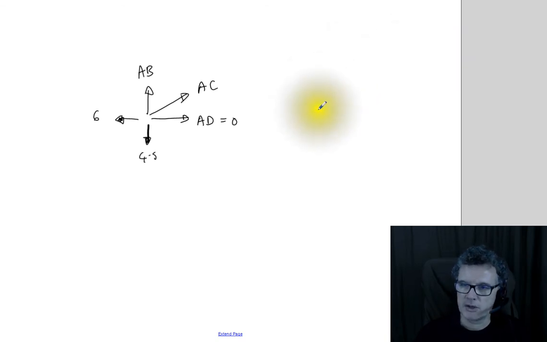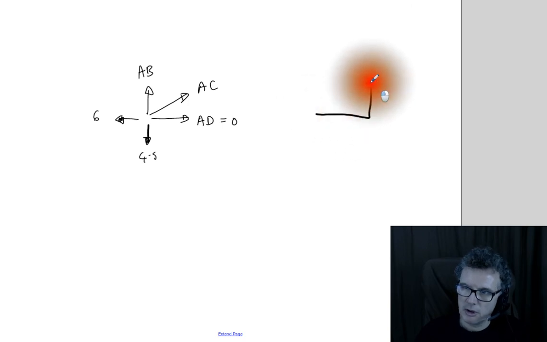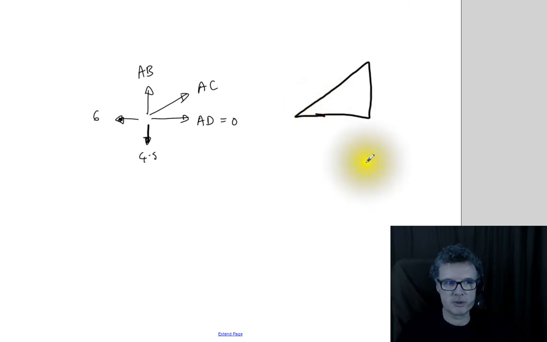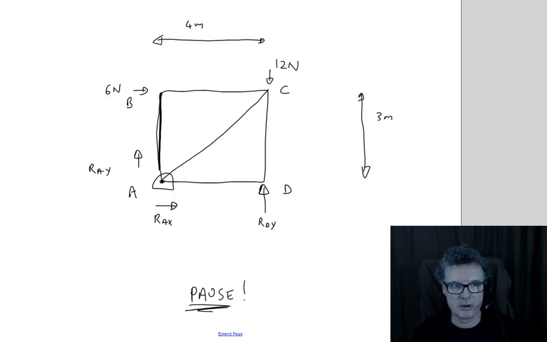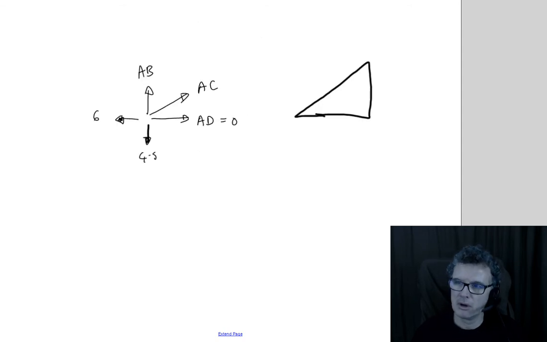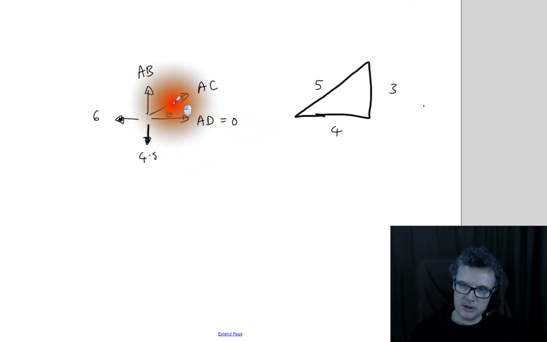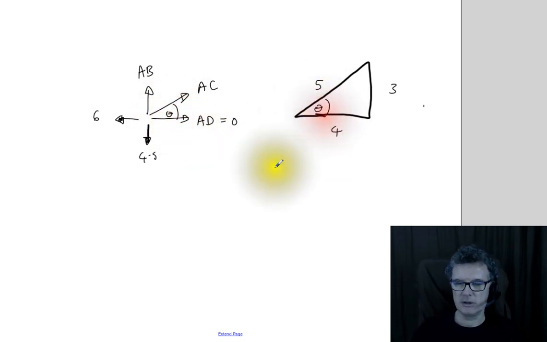The other thing is to draw a little geometry diagram, because I'm going to do some hardcore maths. So what do we have as the geometry? We had 3 vertical, 4 going along horizontal. Ah, that's a 3, 4, 5 triangle. So this angle here, theta, is going to be this angle here, theta.